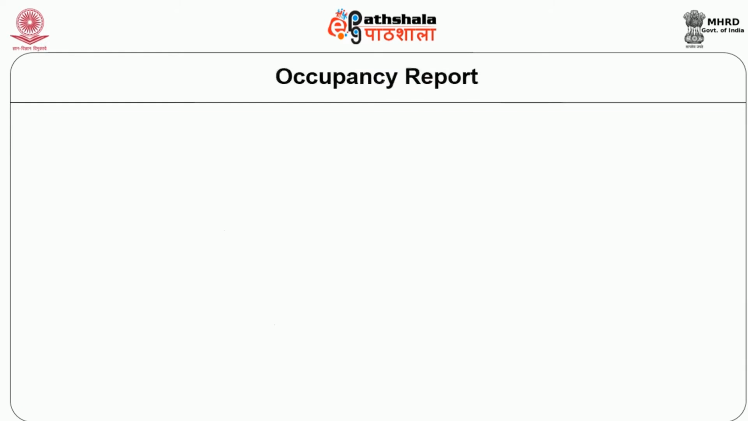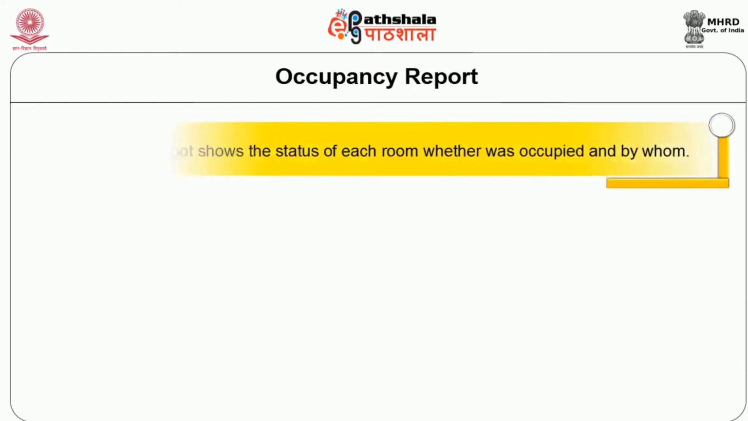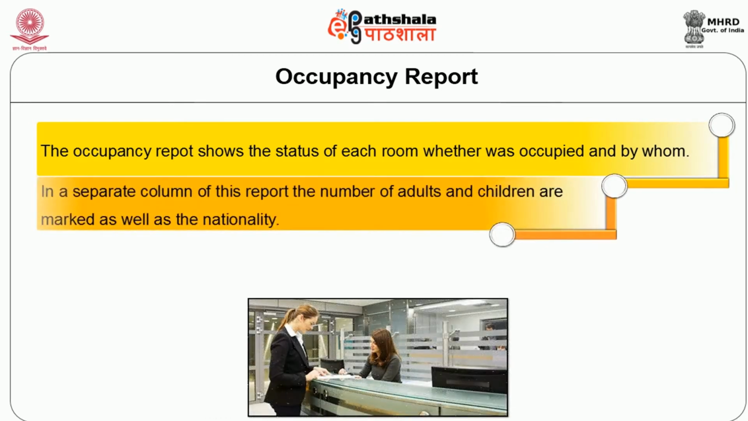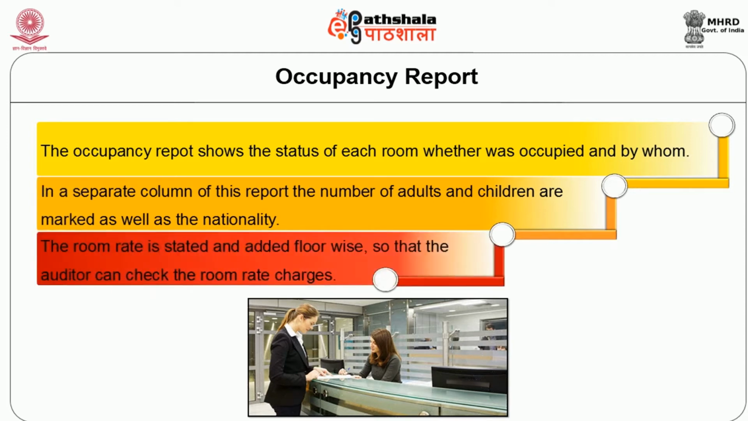The next is the occupancy report. As the name suggests, the occupancy report shows the status of each room, whether it was occupied and by whom. In a separate column of this report, the number of adults and children are marked, as well as the nationality to which they belong. The room rate is stated and added floor wise so that the auditor can check the room rate charges.